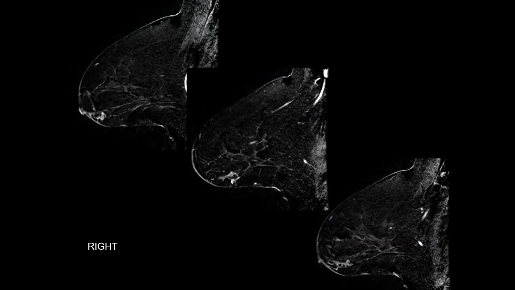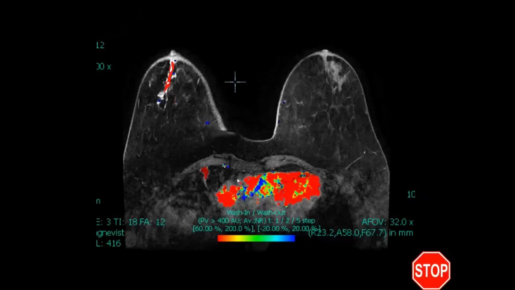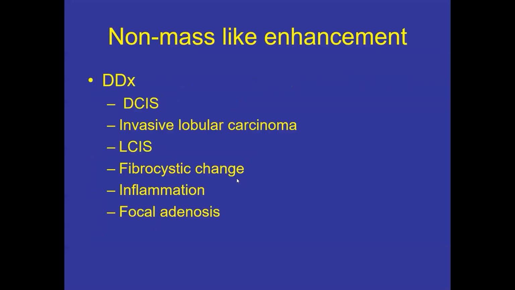So as you can see here, we have this non-mass enhancement. You can't really make defined borders out of it. There's some intercalating fat if you look here. So this is non-mass enhancement, and so you do the differential for that. Again, a mass would have defined borders. So again, classic differential: DCIS, ILC, LCIS, fibrocystic change, inflammation, and focal adenosis.